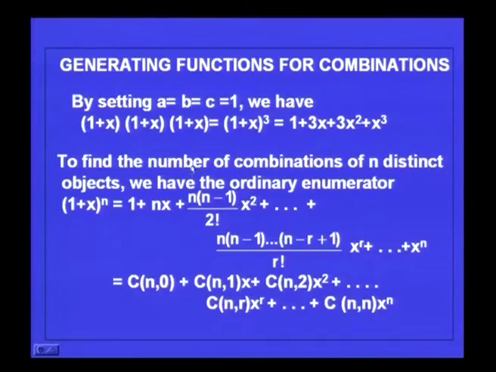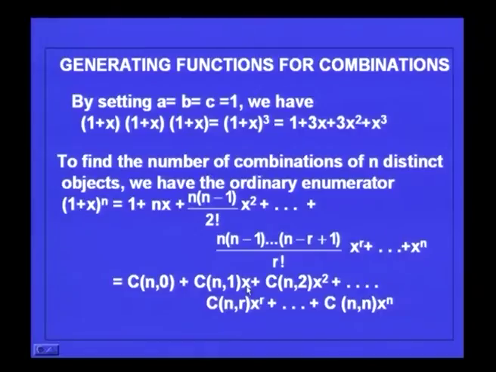In general, if you generalize this, to find the number of combinations of n distinct objects, we have the ordinary enumerator, ordinary generating function. This is a binomial expression. (1 plus x) power n is 1 plus nx plus n into n minus 1 by 2 factorial x squared, etc. Or you can represent this as Cn0, Cn1 x, Cn2 x squared, and so on. The coefficient of x power 0, or the constant term here, is the number of ways of choosing no objects out of n objects.